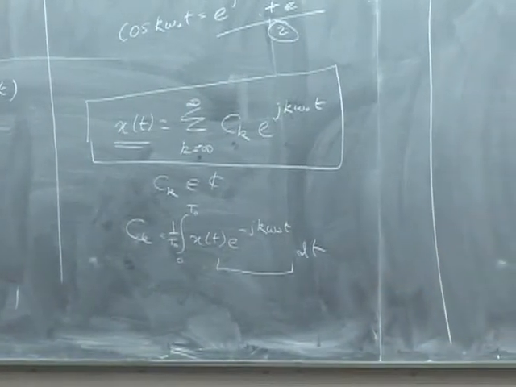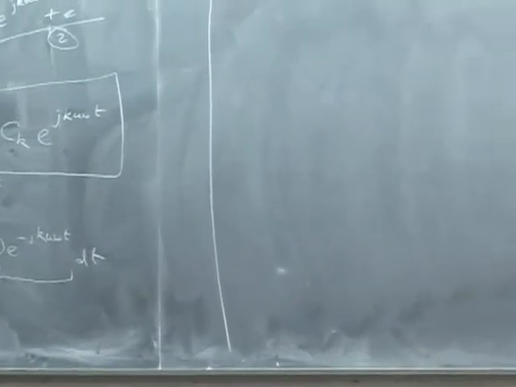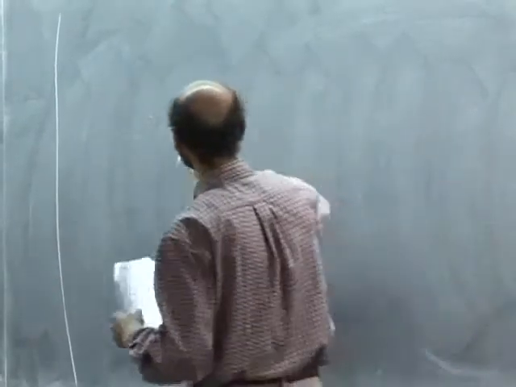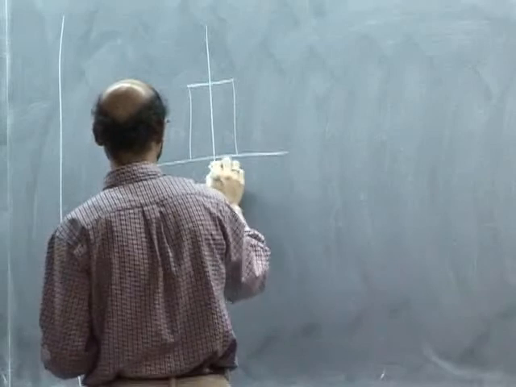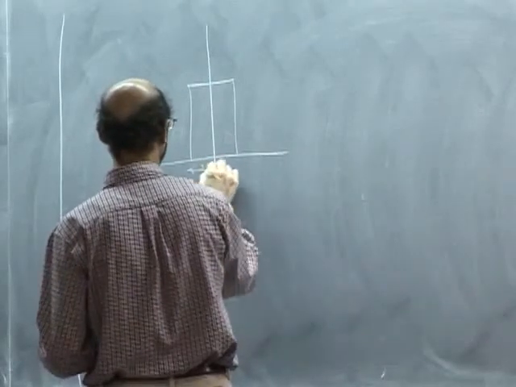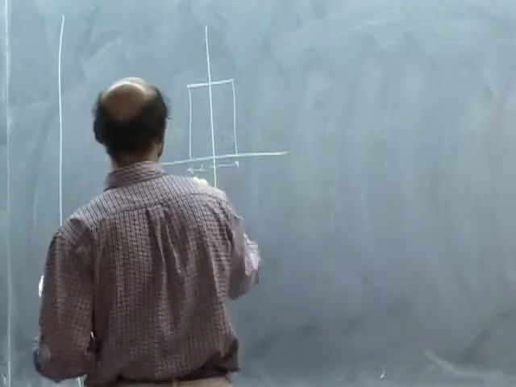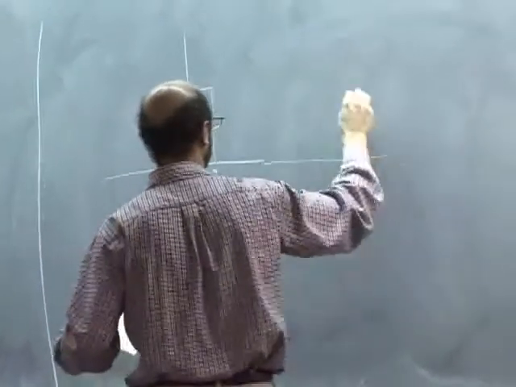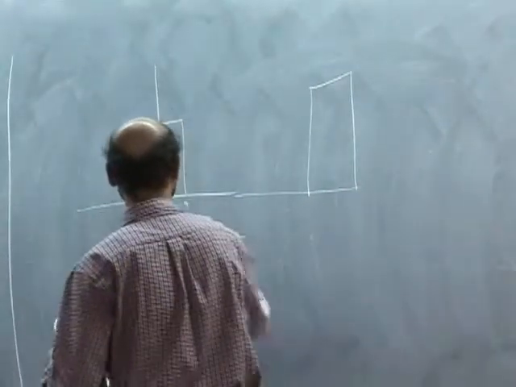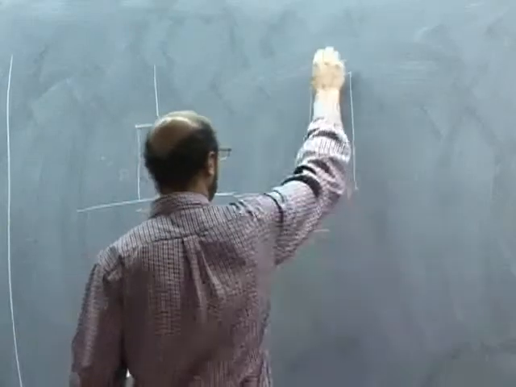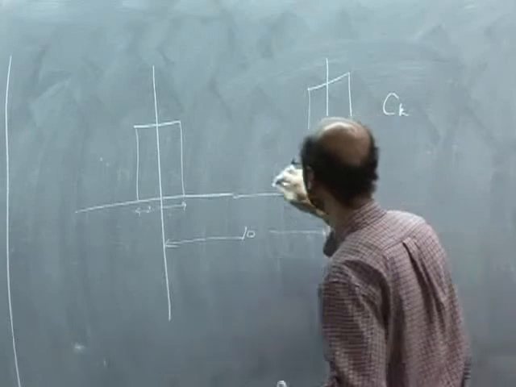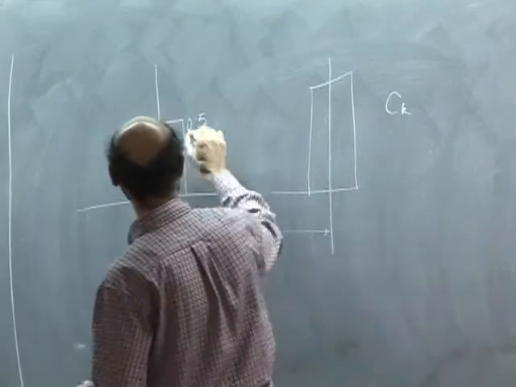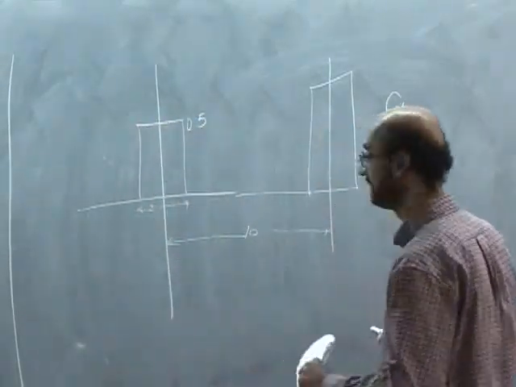I'll do the homework problem. And what we had there is an eternal series of pulses, and the pulses are of width 2 seconds, and they repeat every 10 seconds. So this other pulse over here, and the center to center is 10 seconds. The height is 0.5. And I wanted you to find what is c_k for the kth term.